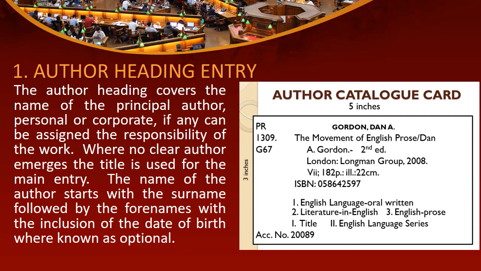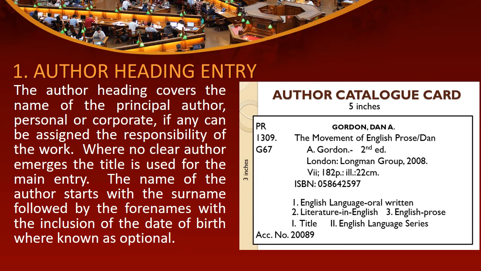So, as you can see in this author catalog card, it is 3 inches by 5 inches. The first thing that comes up is Gordon Dan A, which is written at the top of the catalog card, then followed by other information such as the title of the book, then place of responsibility. Now, when you are writing place of responsibility, note that the first name will come first, followed by the middle name, followed by the last name, which is Gordon.